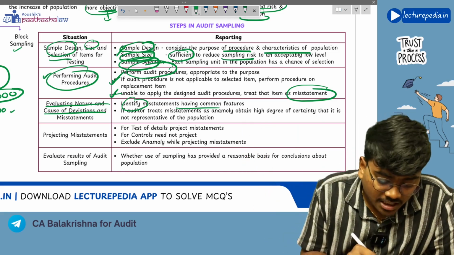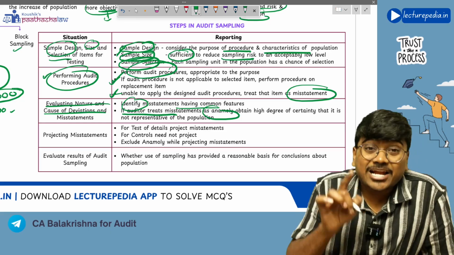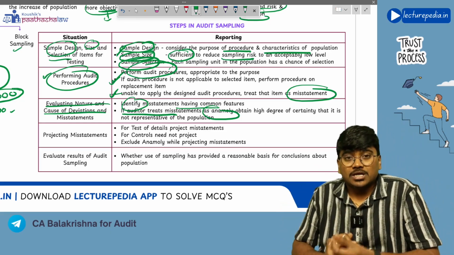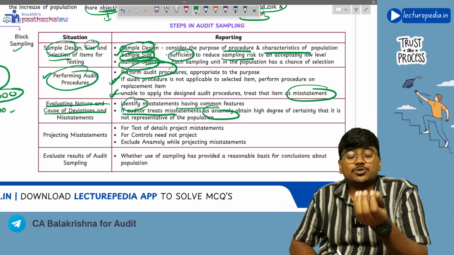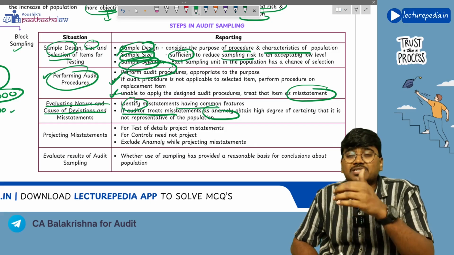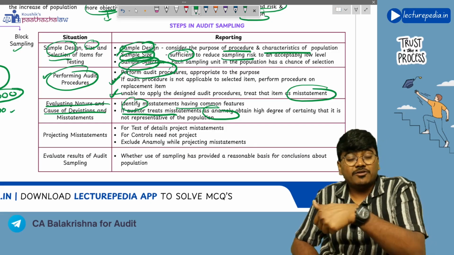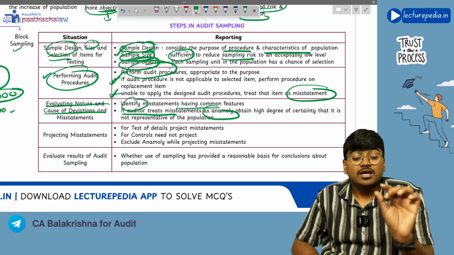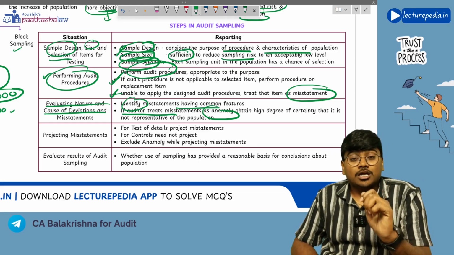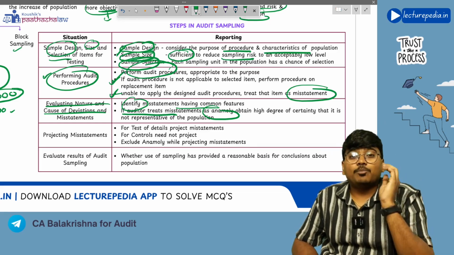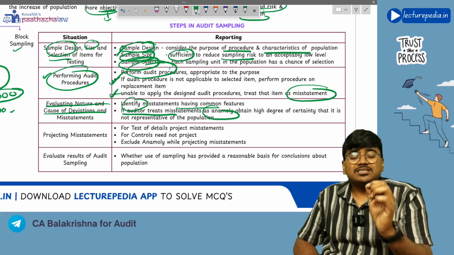Understanding. Next, if the auditor treats a misstatement as an anomaly, it means I have told you that the misstatement is present only in the sample. It is not representative of the entire population. It will not for sure be present in the entire population. Then you will call that an anomaly. Now, while projecting the misstatement to the population, will you project this anomaly also?